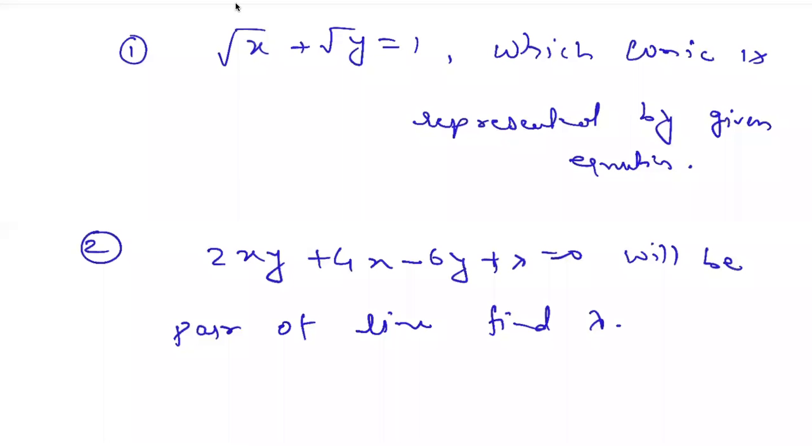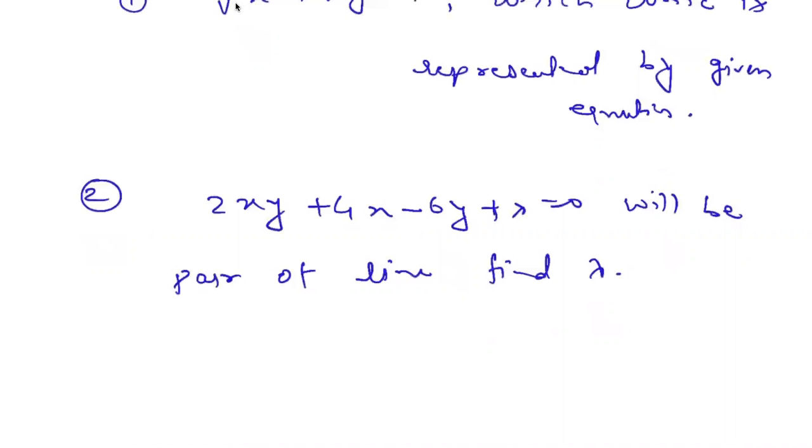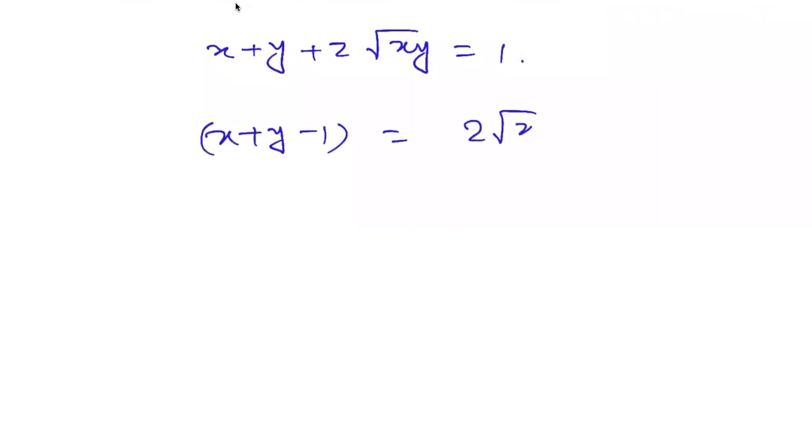See, the first equation, under root x plus under root y is equal to 1, right? Obviously, x and y are positive. We can square the term. I'm getting x plus y plus twice under root xy is equal to 1, or x plus y minus 1 is equal to 2 under root xy. Again, squaring both sides.